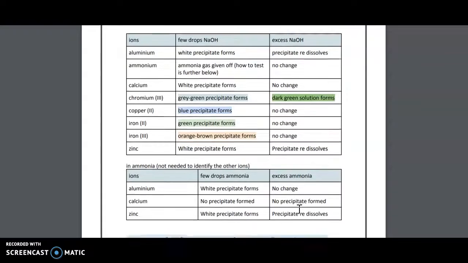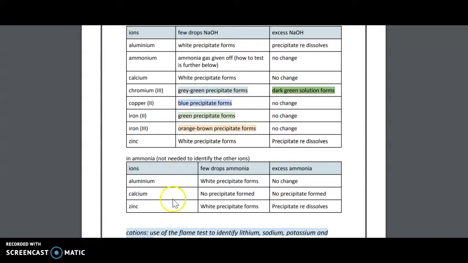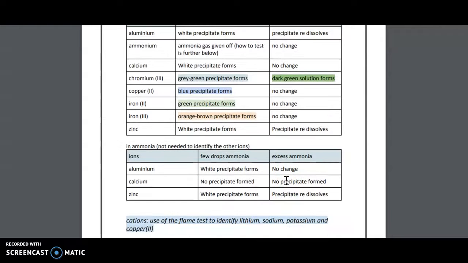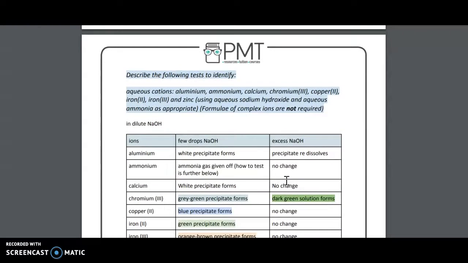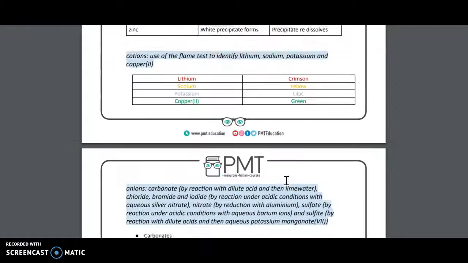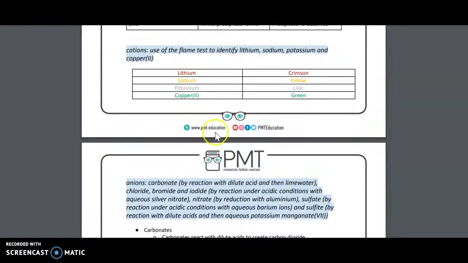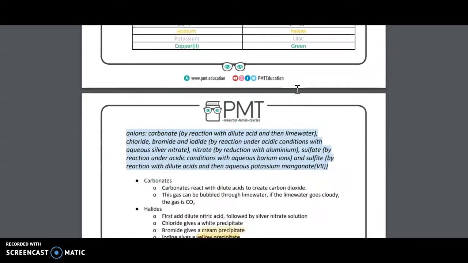If you want to tell the difference between aluminium and zinc, you can add in a few drops of ammonia. Now they should both form a white precipitate again, but if you keep adding more, the zinc will eventually redissolve, whereas the aluminium will not. So this is how you test for these cations. You could also use a flame test, which we're not going to use right now, basically sticking some of the solution over a fire.